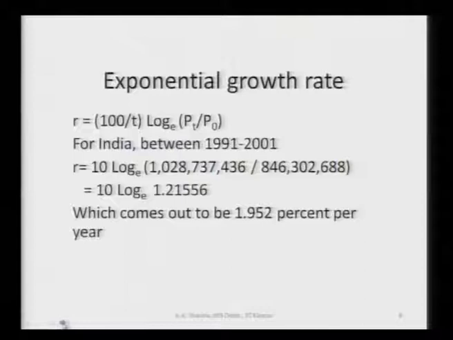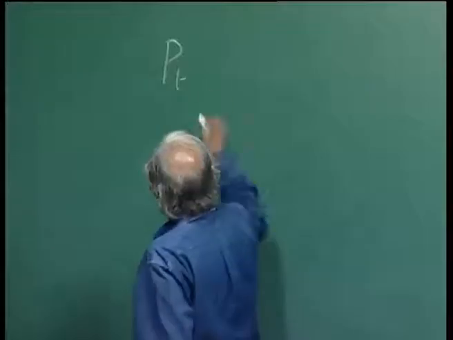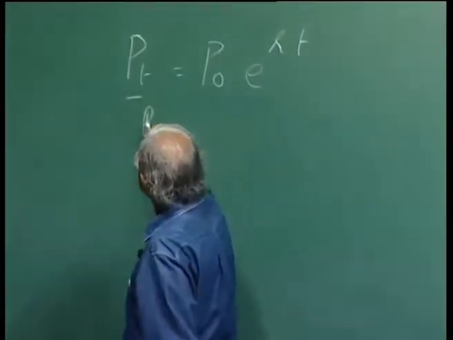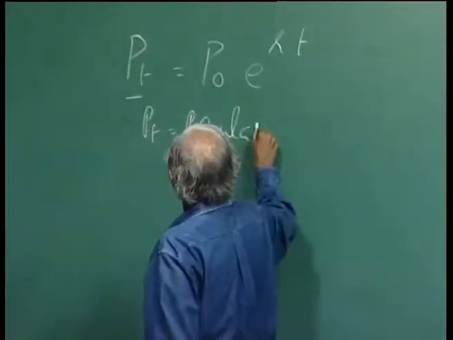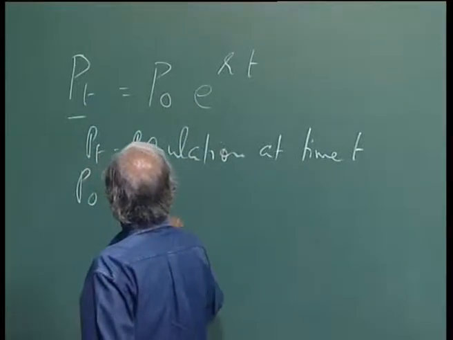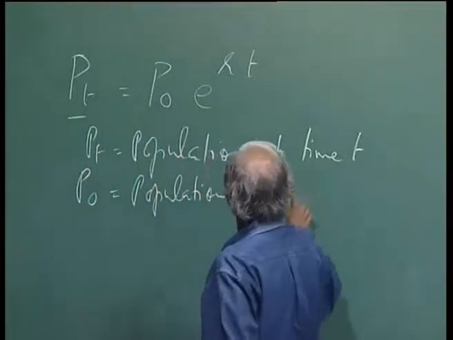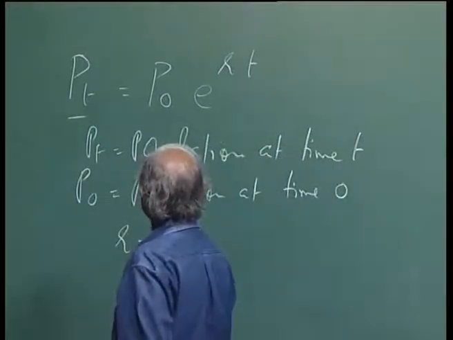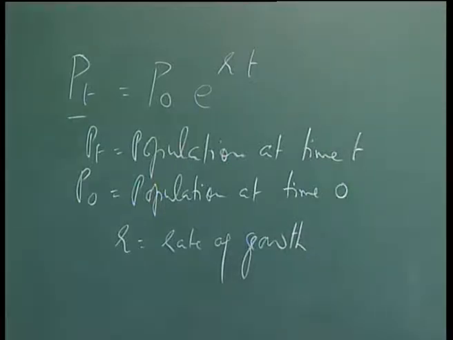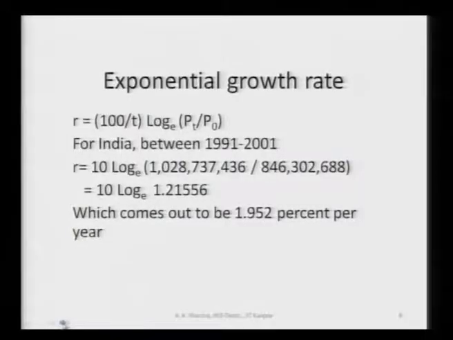Then comes the exponential growth rate. Actually, in calculation of exponential growth rate, we assume that population of a country is rising exponentially. For example, if I write Pt equal to P0 e raised to power rt, where Pt is population at time t, P0 is population at time 0, and r is the rate of growth, then we can write that r, the rate of growth, is 100 divided by t log Pt divided by P0.